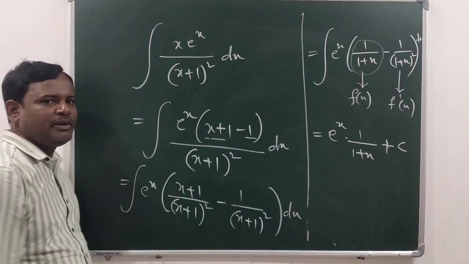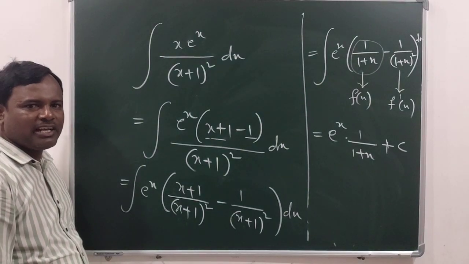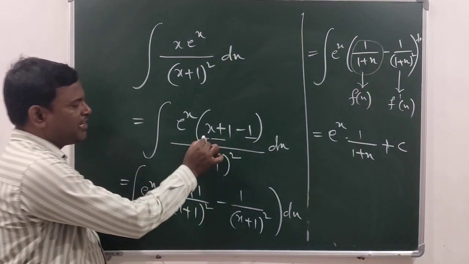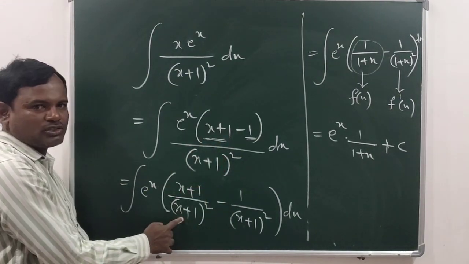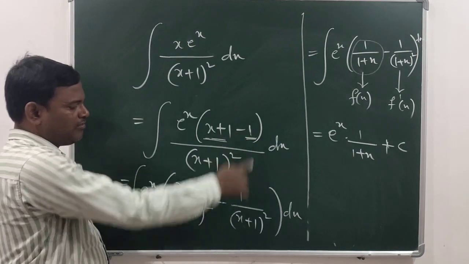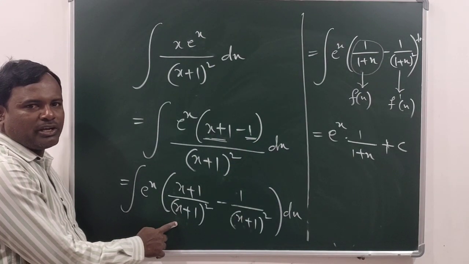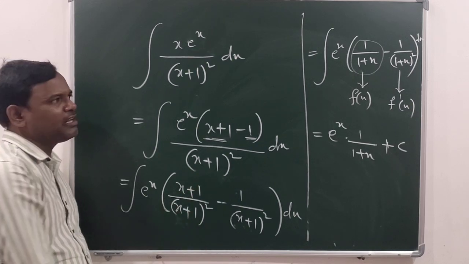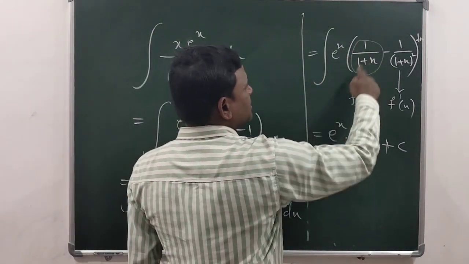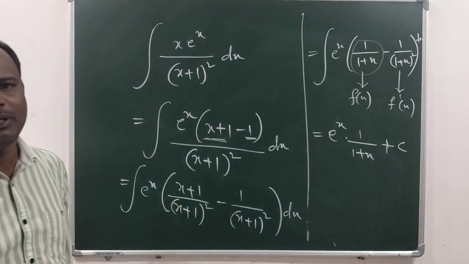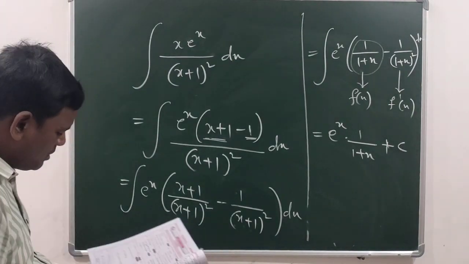In the first step what did I do? Just I have added plus 1 minus 1. In the next step, I divided this one into two terms. So here x plus 1 by x plus 1 whole square, here minus 1 by 1 plus x whole square. Then in the denominator there are two x plus 1's, one I cancel with numerator, so this will be left. Now the differentiation of this one is given beside of it, hence whose integration will be e power x into 1 by 1 plus x. Right.